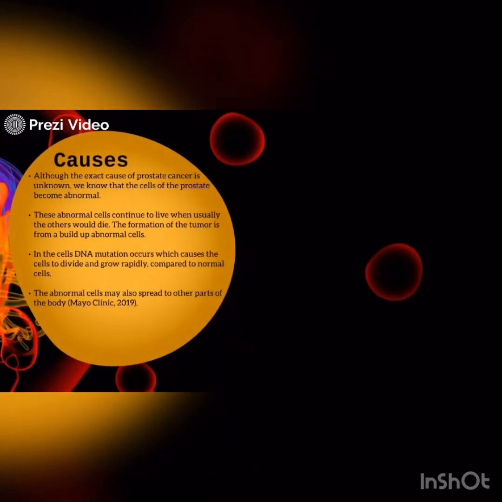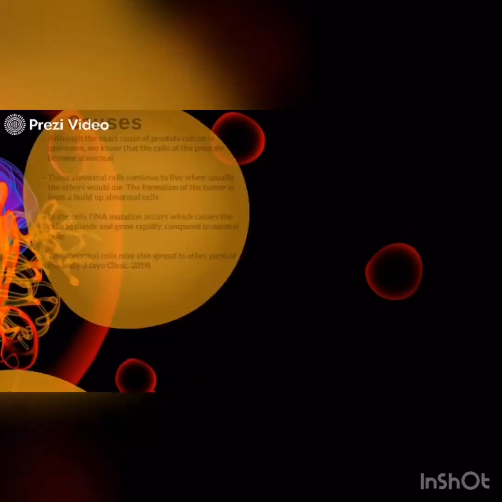So the exact cause of prostate cancer is unknown, but as of right now, they know that prostate cells become abnormal. So the abnormal cells continue to live when usually they would die. So the formation of the tumor is from a buildup of the abnormal cells. In the cell's DNA, mutations occur, which causes the cells to divide and grow rapidly compared to what the normal cells would do. The abnormal cells may also spread to other parts of the body, which I showed you in that previous picture, how they can burst out and spread.